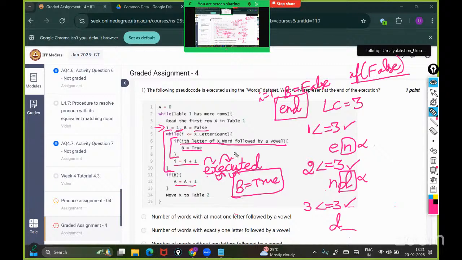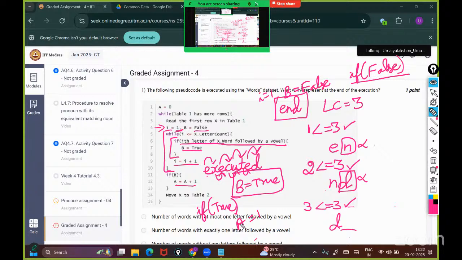Still, we'll check whether U is followed by a vowel. No. T is followed by a vowel. Yes. Again we are reassigning B to true, which means there is no effect in that line. Whether E is followed by a vowel? No. So after this, the loop stops because there are no other letters to be checked. Now it will check the if for true. Now B is true, so A will be incremented by 1.